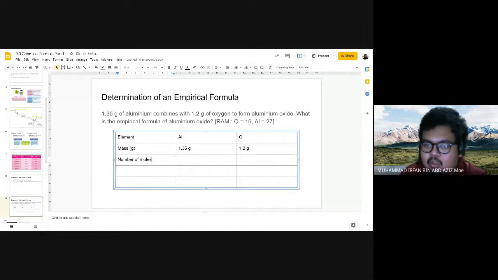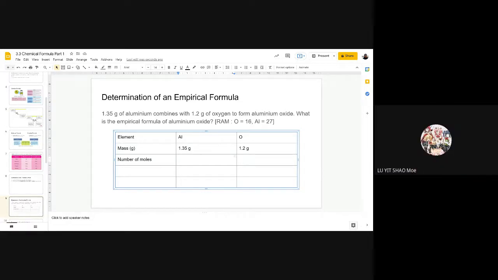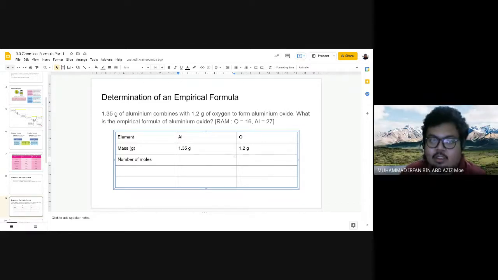So macam mana nak guna number of moles? Kita guna what kind of formula? n is equal to, siapa ingat? How to calculate the number of moles? The mass over molar mass. Okay, so n is equal to mass, 1.35, divide by dia punya molar mass 27.